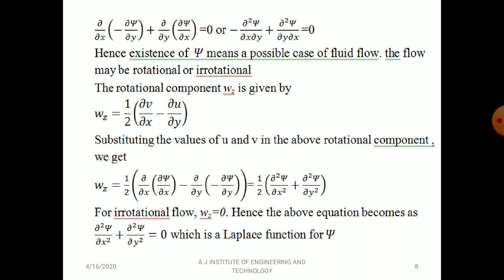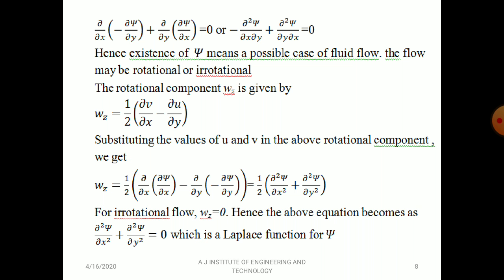But for irrotational flow, ωz should be equal to 0 in the xy plane. Hence the above equation becomes ∂²ψ/∂x² plus ∂²ψ/∂y² equal to 0. So we cross multiply the 1 by 2 to the other side, so then it becomes 0. The remaining term is ∂²ψ/∂x² plus ∂²ψ/∂y² equal to 0 for irrotational flow, that is, the fluid is not going to rotate about its axis. Which is a Laplace equation for ψ, similar to the velocity potential function.